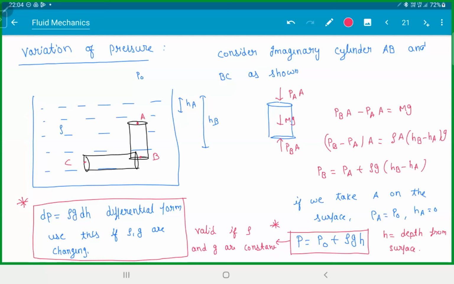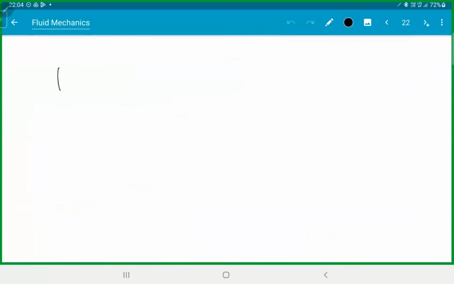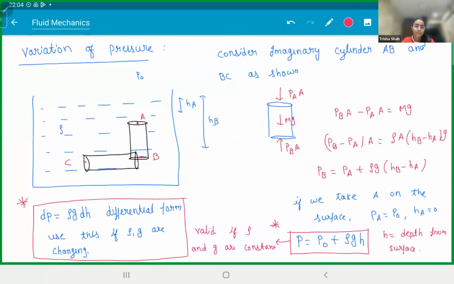Clear, everyone? Now, if you take a horizontal cylinder, can you go back for a second? Done, sir. All clear, na? Any doubts on this?